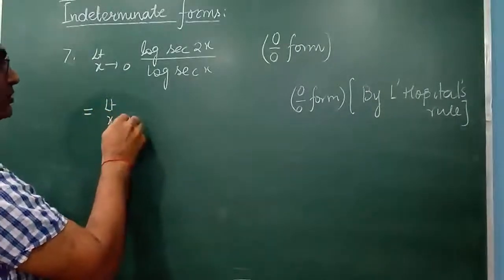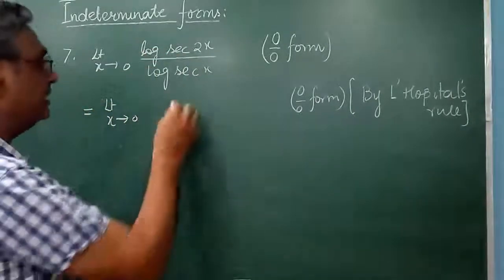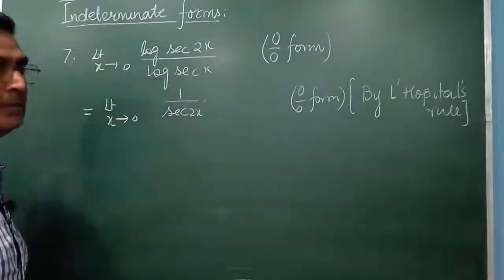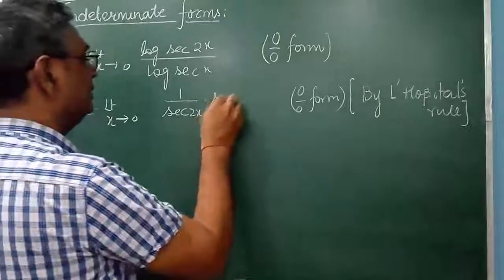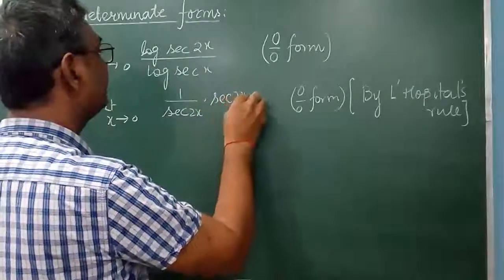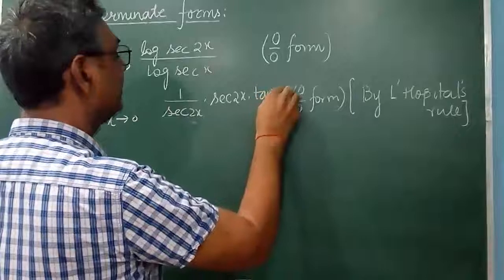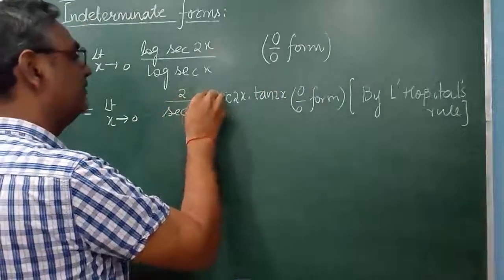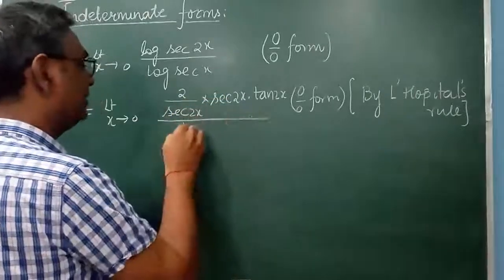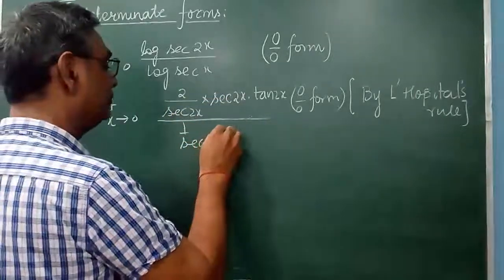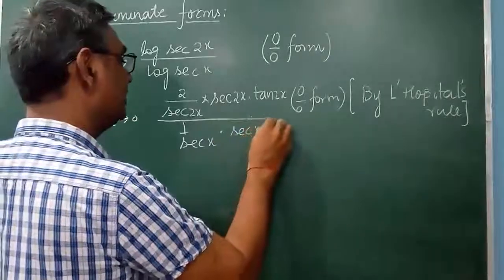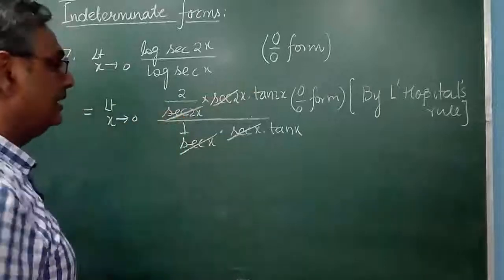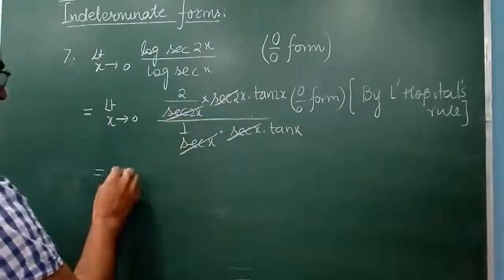Limit x tending to 0. This is 0 by 0 form. We can differentiate: 1 upon sec 2x into differentiation of this, which is sec 2x into tan 2x, and differentiation of 2x is 2. I am writing it here. So we can write it here 1 upon sec x into sec x into tan x. Here sec x will be cancelled. We are getting here 2 tan 2x upon tan x.